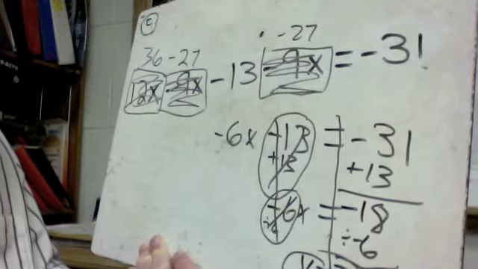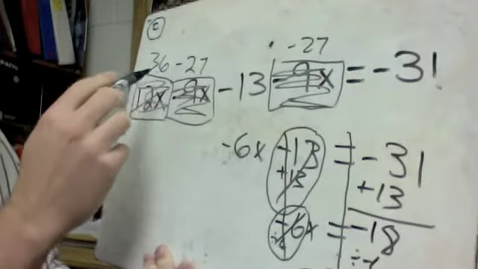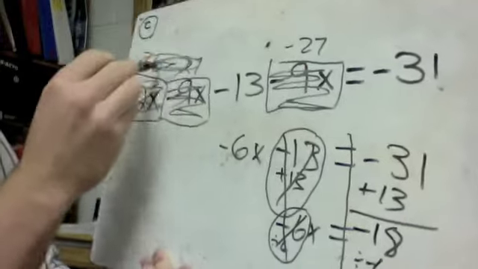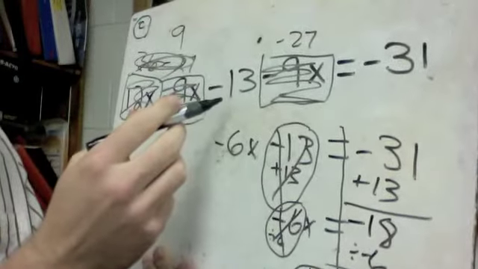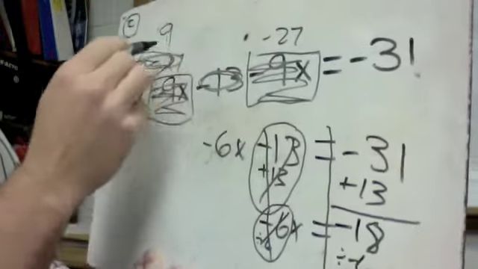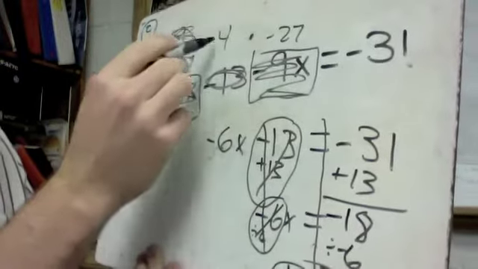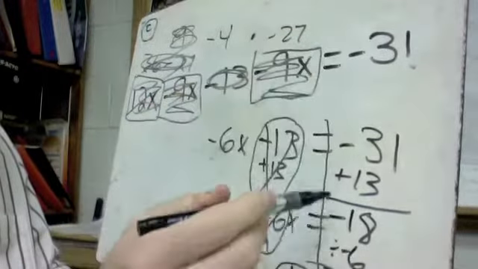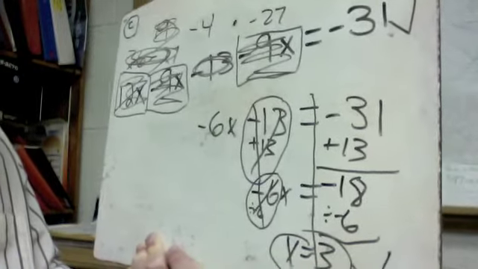We'll do it this way. I'll put these two together first. So 36 and negative 27 would be positive 9. Okay. Positive 9 and negative 13 would be negative 4. And then all we have left is negative 4 and negative 27. That does equal negative 31. That would be correct. That one is correct as well.